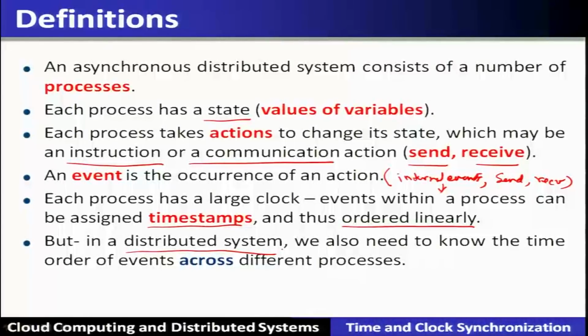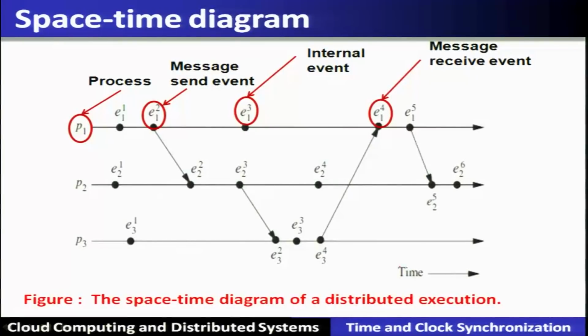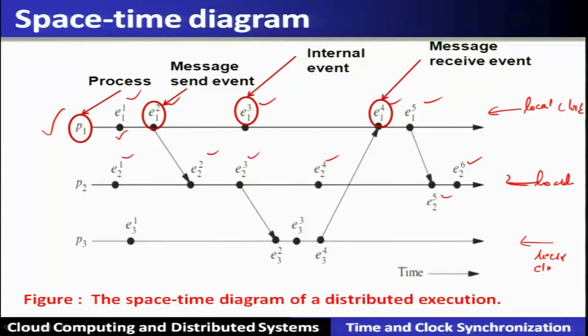where there is a large collection of such hosts which run their own clock, we need to know the time to order the events across the different processes. Let us see the example using this particular diagram: a particular process P1, its events 1, 2, 3, 4, 5, are being timed through a local clock. Similarly, P2 also has its own clock and can order the events 1, 2, 3, 4, 5, 6. Similarly, P3 also has a local clock which can time these events, and using that time all these events can be linearly ordered, as shown here in this space time diagram.